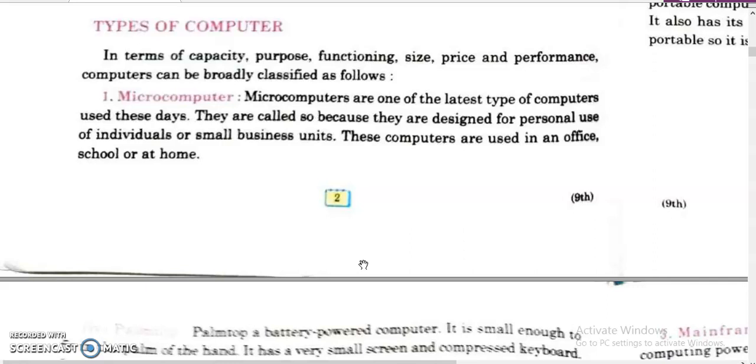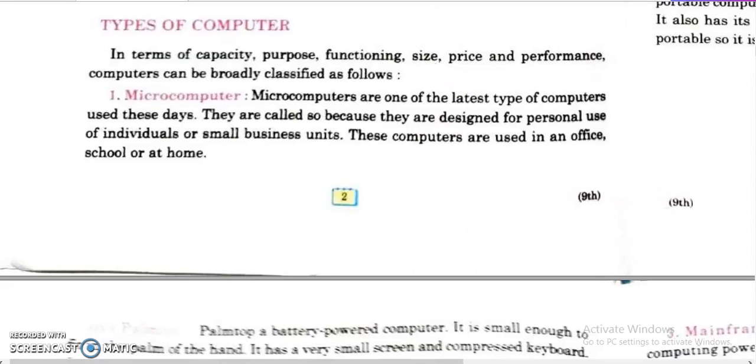On the basis of the purpose of a computer, what we are using it for, that also gives us different types of computers. The functioning of a computer, what sort of work a computer is performing, on that basis also there are many computers available. Then the physical size of a computer, the price, and the performance are certain categories over which we can define the types of computer.